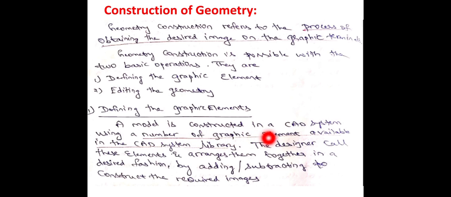A model is constructed in a CAD system using a number of graphic elements available in the CAD system library. The designer calls these elements and arranges them together in a desired fashion by adding or subtracting to construct the required images. Here they have shown the example. Here A and B are separate. So using the operation of adding, these images are added. Here an example of subtraction is shown. D and this circle is E, so you will get the output as F.